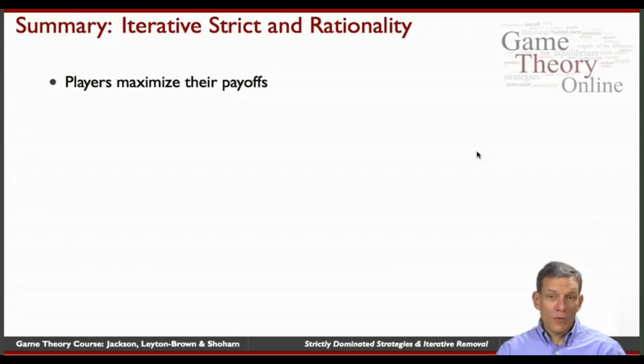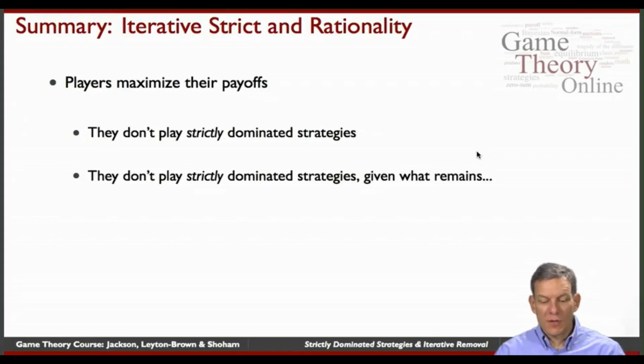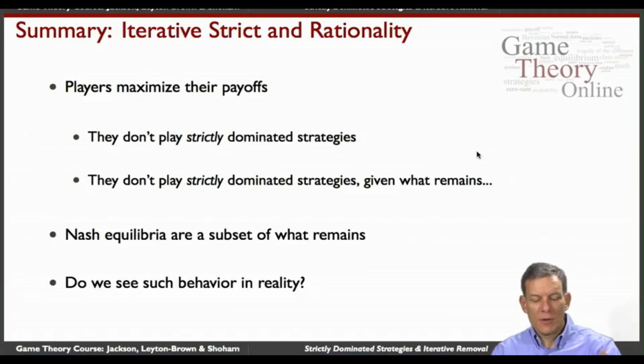Okay, iterative strict rationality. Players maximize their payoffs. They don't play strictly dominated strategies. They don't play strictly dominated strategies given what remains. We iterate on that. Nash equilibria are a subset of what remains. So it's a nice, simple solution concept that helps us throw things out of the game and simplify what we're looking at. We can also ask whether or not we see such behavior in reality. Do people really act in ways that are consistent with eliminating strictly dominated strategies and, moreover, iterating on that process?